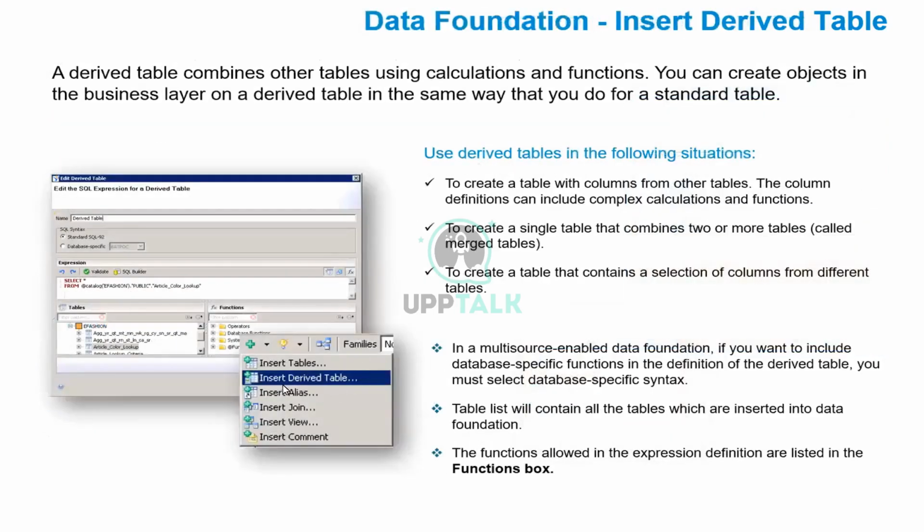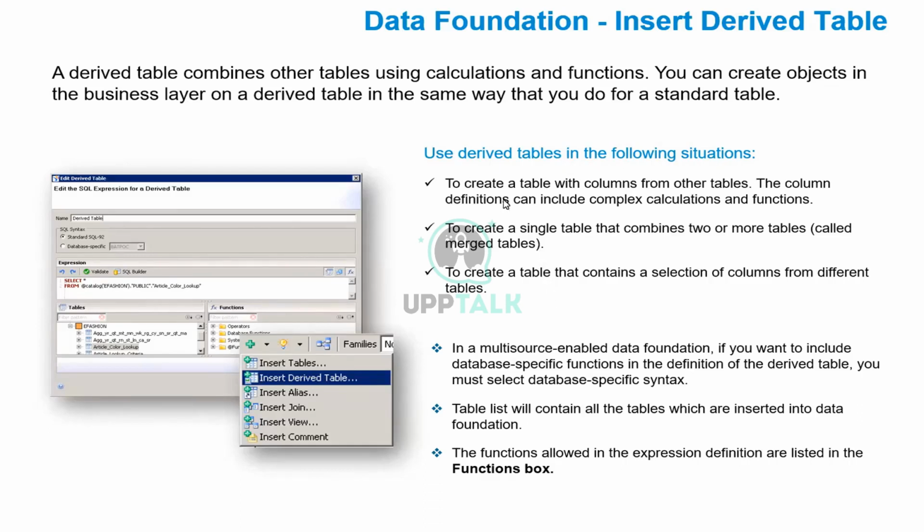We also have the option to insert a derived table. If you want some logic to be performed between two tables, like if the required columns are there in two tables and we want to achieve that logic in a single table, we can create a derived table and we need to write the formula which we want to achieve. And then we can insert that derived table in the data foundation and we can use that table as a normal table and provide the required joins.